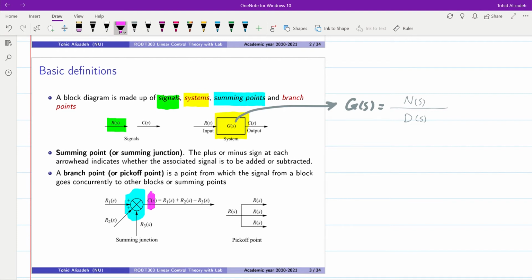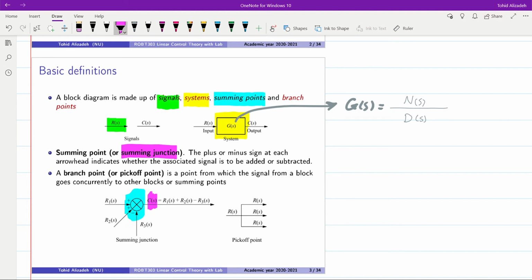So C of S here is the output that we get from the summing point. And you can see that we have it equal to R1 plus R2 minus R3. So again, keep in mind that the signals which arrive here could get plus or minus signs with them. The summing point is also referred to as summing junction. So the summing point or summing junction is one of the main elements of the block diagram systems.